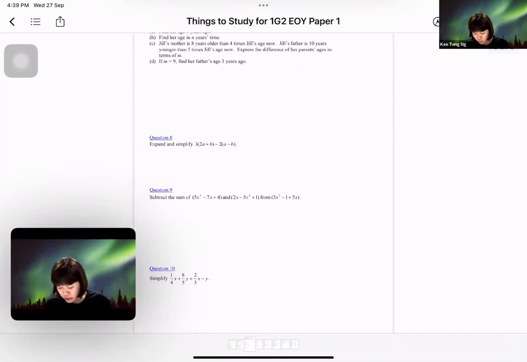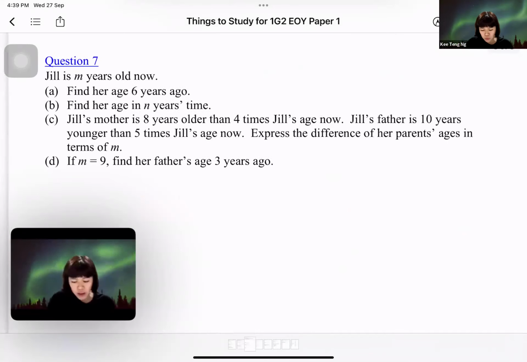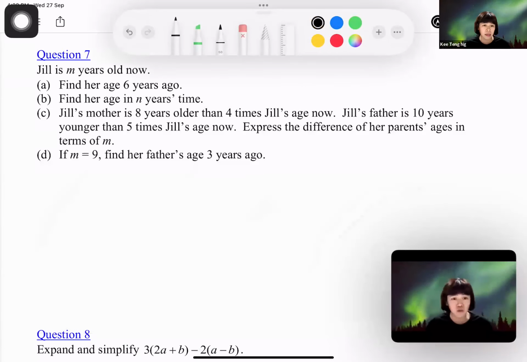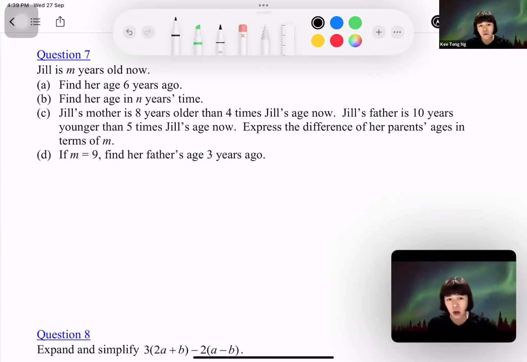Going on to the next question. This one is algebra, things that you all might not like to do, but can be done. We can try, okay? You can try. Jill is n years old now. Find her age 6 years ago. So now let's say this year you are 12 years old. 6 years ago, how old were you?